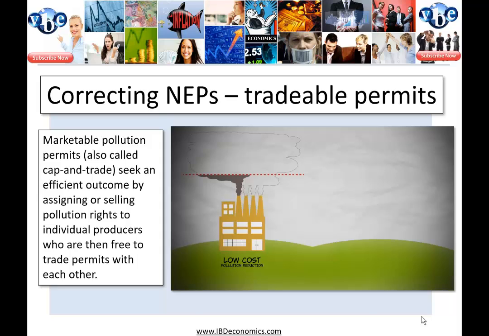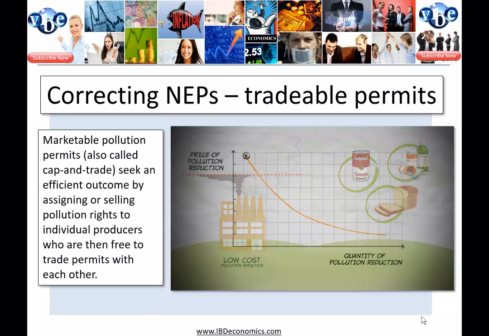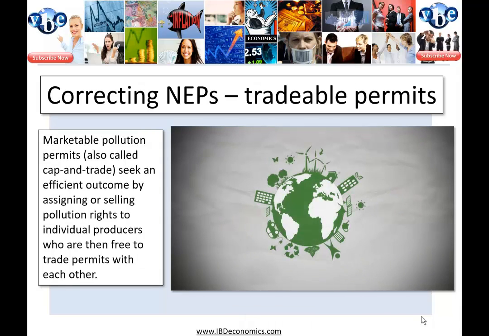Why should we care about the cost of reducing pollution? Spending less on reducing pollution means that we have more to spend on other goods. But also, don't forget the law of demand. The lower the price of pollution reduction, the more pollution we want to reduce. Tradable permits use the invisible hand of the market to discover the lowest cost way of reducing pollution, and that's good for everyone.